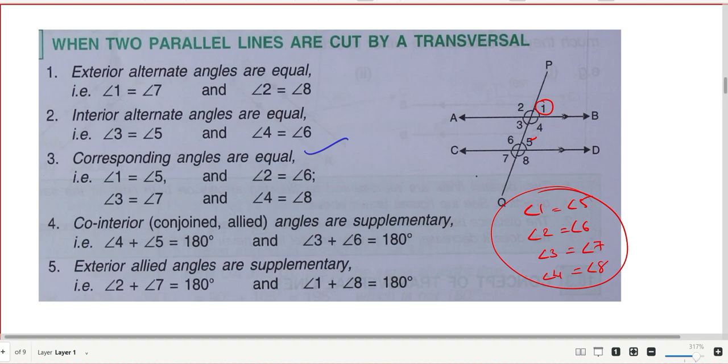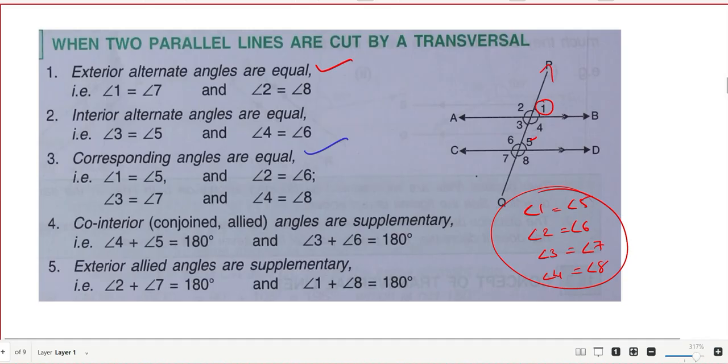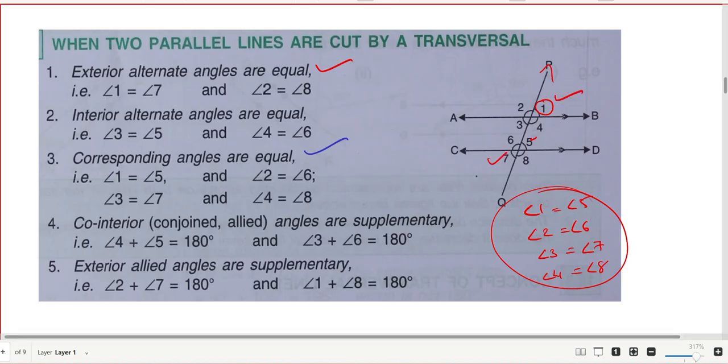In the same manner, alternate exterior angles are equal. Alternate exterior angles are two non-adjacent exterior angles which are on alternate sides of the transversal, like angle 1 and angle 7. These are equal. And angle 2, angle 8 are said to be what?